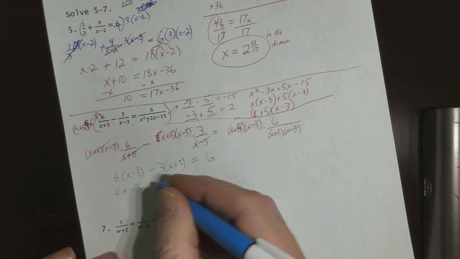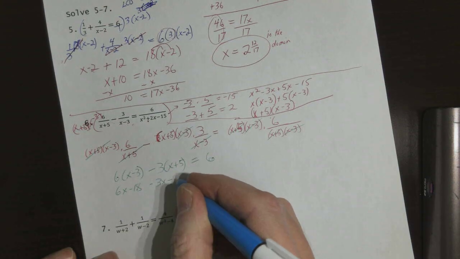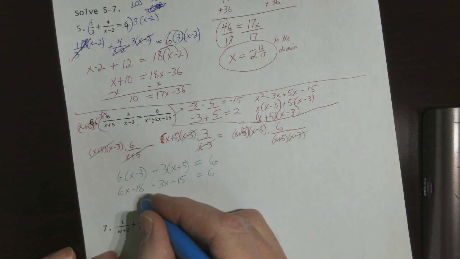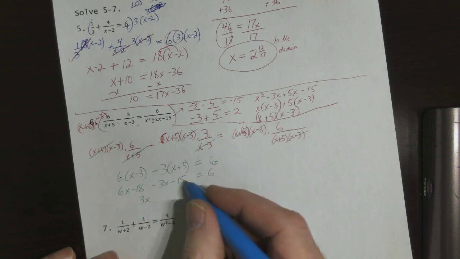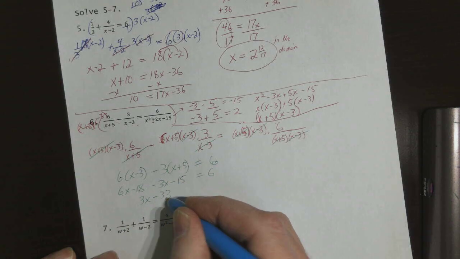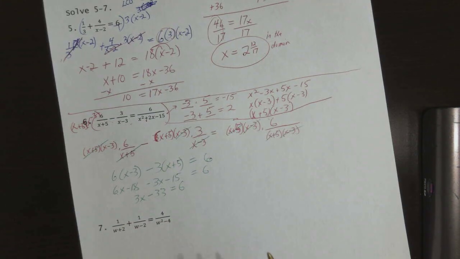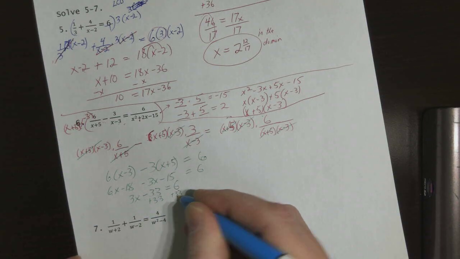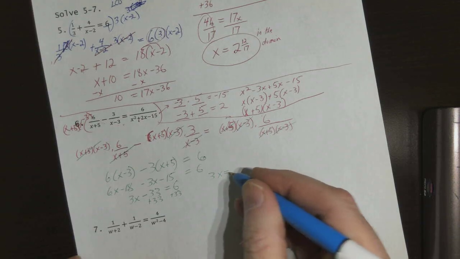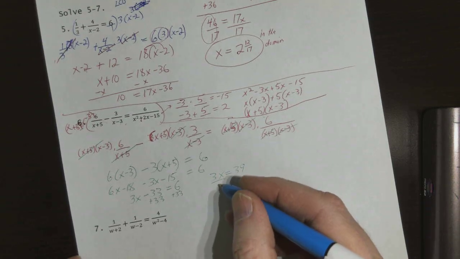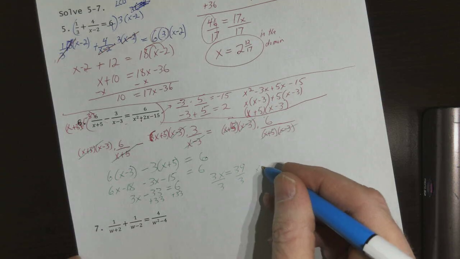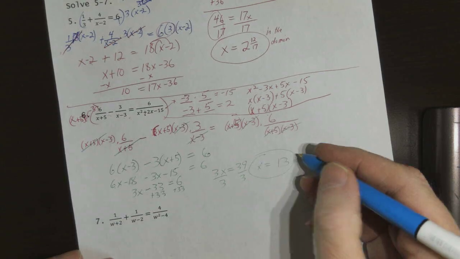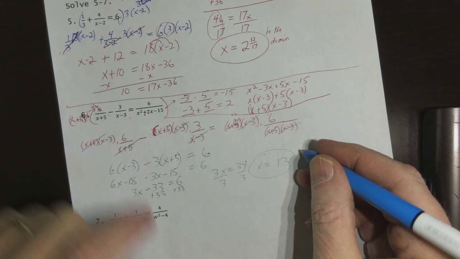6x minus 18 minus 3x minus 15 equals 6. 6x minus 3x is 3x. Negative 18 minus 15 is negative 33. That equals 6. I'm going to add 33 to both sides. I've got 3x equals 39. I'll divide by 3. I get x equals 13. That is in the domain. It's not going to make anything 0.